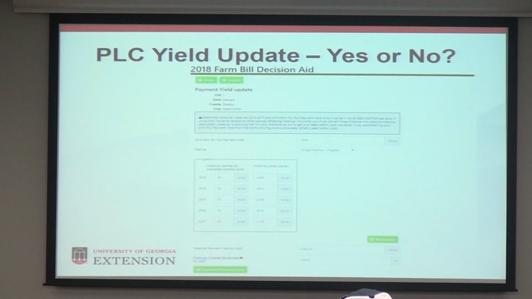So within the decision tool that's there, again, pretty simple. You put in what your 2014 base acres are at the top, and down here you have 2013 to 2017 in terms of the number of acres, and then also what your yield is for each one of those years. And it computes, in this case, the comparison of 1999 versus a little over 2,000 pounds per acre. And so that would be a scenario where you would want to go ahead and do that yield update because you would increase that PLC payment yield.